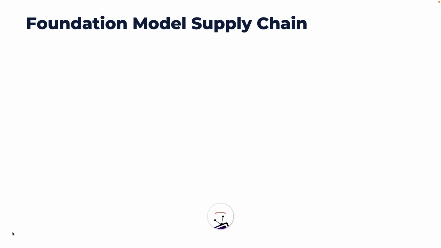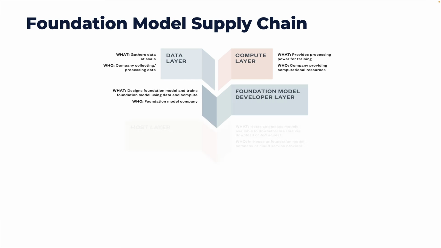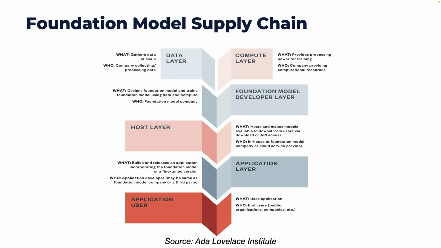So I want to touch upon a very interesting aspect of foundation models that is called the supply chain. Just like traditional software, foundation models go through a pipeline that can be considered as the supply chain. So let's take a look at what this supply chain is and the various stages of the supply chain. There are multiple layers involved in the foundation model supply chain.